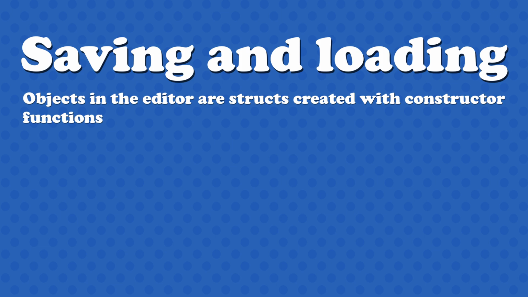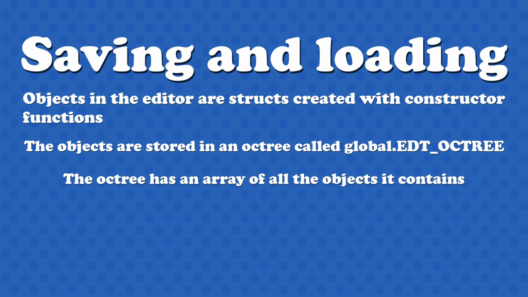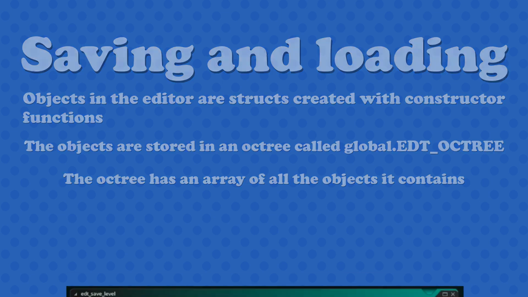Anyway, now that I have my player object, I can make the final push towards being able to playtest. The player and the primitives in the editor are not their actual in-game objects, but rather special constructor functions that are all placed inside a subdivision structure called an octree. This is outside the scope of this video, just know that ColMesh has functions for handling those. The editor octree has an array of all the objects it contains. This is what I want to save.